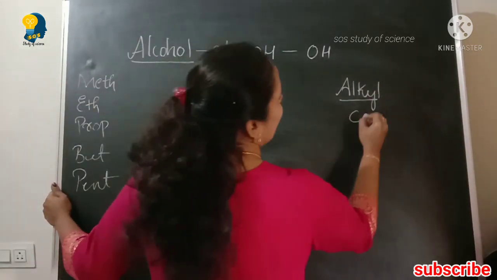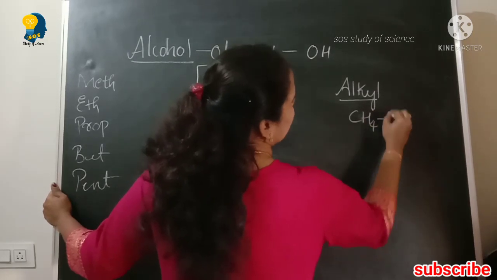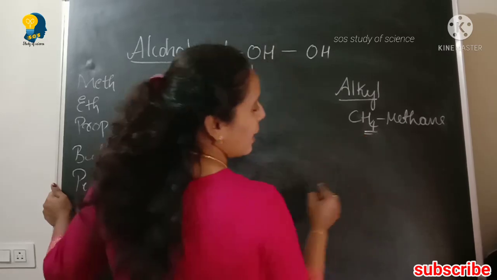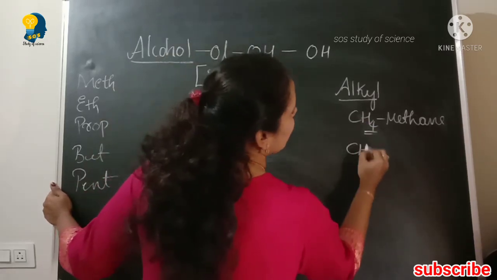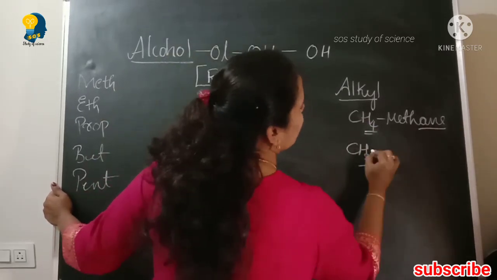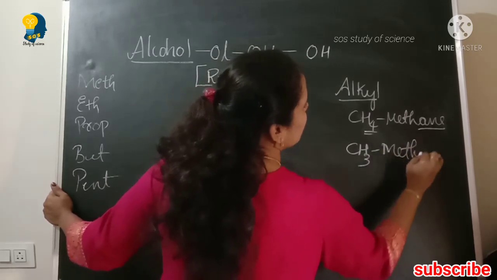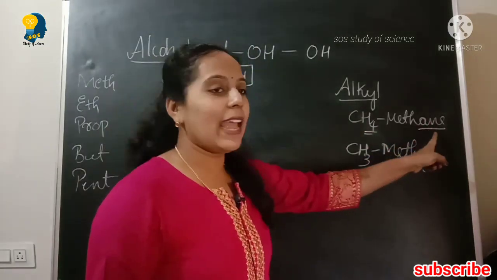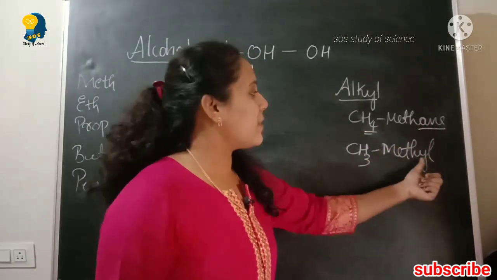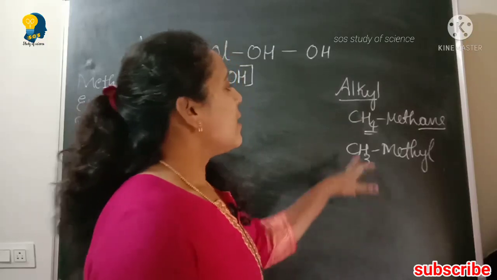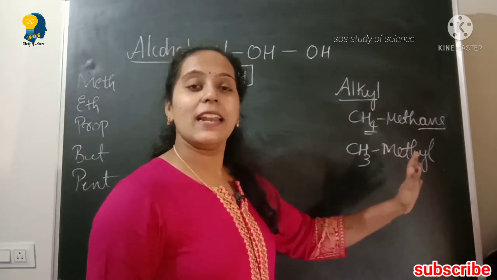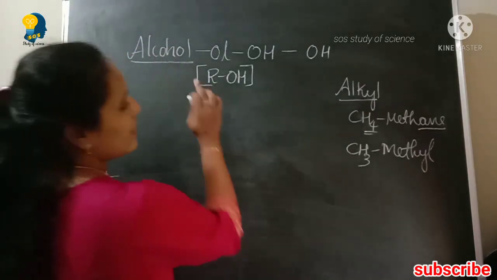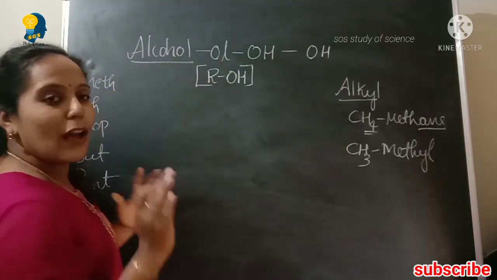For example, CH4 is an alkane, right? This is methane. From methane, if I remove one hydrogen, it becomes CH3. So methane becomes methyl. By removing one hydrogen from the alkane, we get alkyl, represented by YL. CH4 becomes CH3, methane becomes methyl. Now R is nothing but our alkyl, and OH is our functional group.